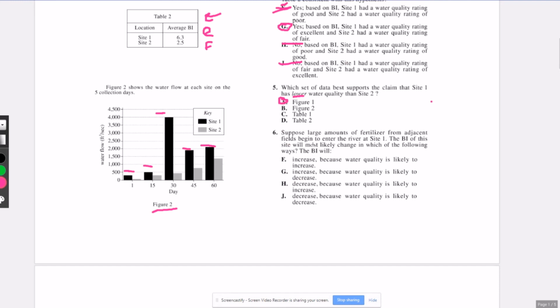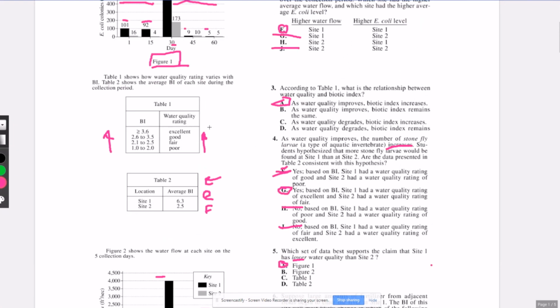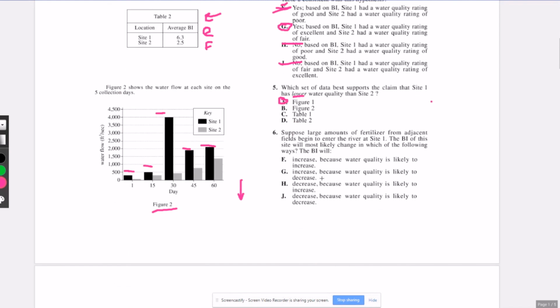Question 6 asks, suppose large amounts of fertilizer from adjacent fields begin to enter the river at site 1. The biotic index of the site will most likely change in which of the following ways? So if there's more fertilizer, that means the water quality is going to go down because that's not pure water. If water quality decreases, right, if we look up at this table, if this decreases, then biotic index should decrease as well. So we want to pick the one that says decrease because water quality is likely to decrease.